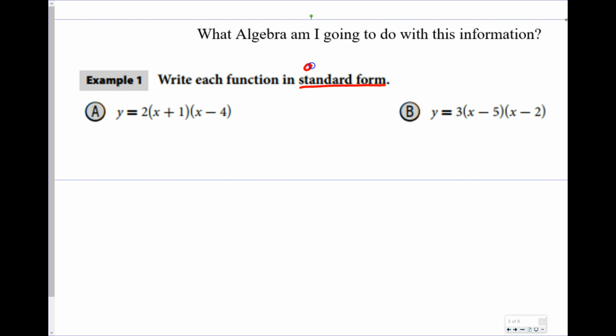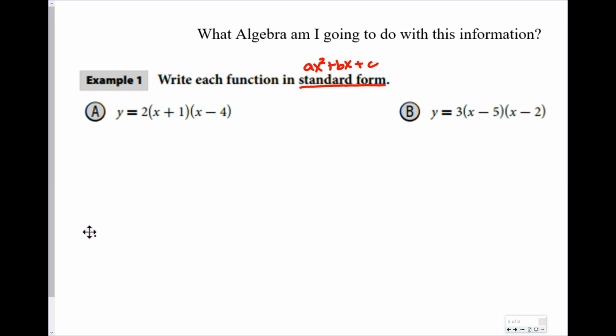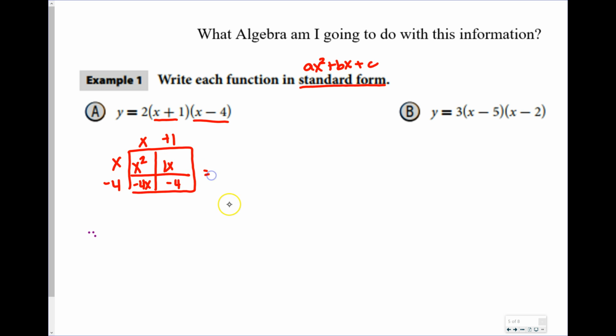Remember, standard form is ax squared plus bx plus c. So basically, if I want you to write something in standard form, I want you to multiply this out. So we're going to do our box. Okay, and I'm going to put this x plus 1, x minus 4 on the sides. And do my box. So x times x is x squared. This is 1x, negative 4x. This is negative 4. Now, when I write this out, remember that 2 that's in the beginning there?